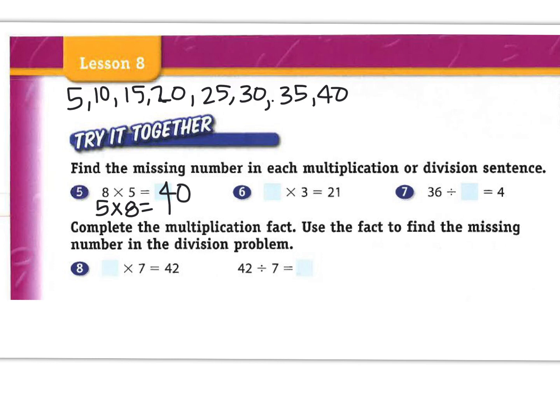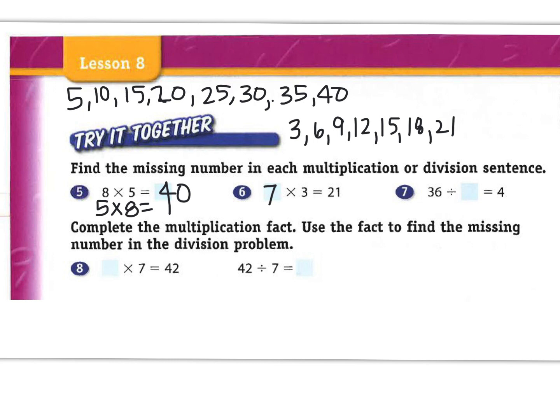Here we have something times 3 equals 21. Well, we can do the same thing, but count by 3s. So here we have 3, 6, 9, 12, 15, 18, 21, 1, 2, 3, 4, 5, 6, 7. So 7 times 3 is 21.